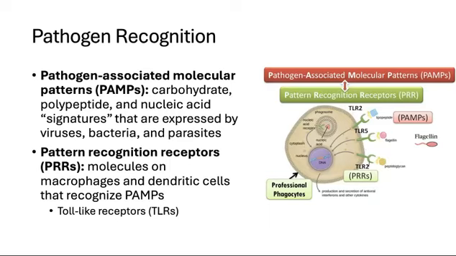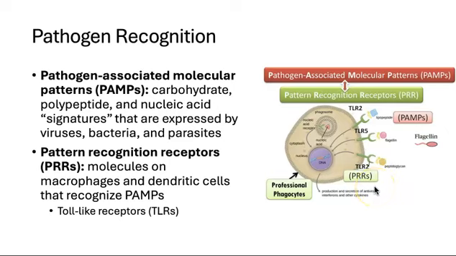All right, now let's talk about how we're going to recognize a pathogen. We have these pathogen-associated molecular patterns, and they can really be a variety of things, especially depending on what pathogen we have. Is it a virus, bacterial cell, a protozoan, and so on? But we can essentially recognize maybe carbohydrates, polypeptides, and nucleic acid signatures that are expressed by these pathogens.